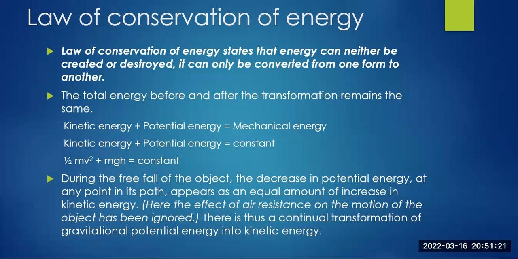Now, we all know that during the free fall, objects are continuously under the influence of acceleration due to gravity. So during the free fall of the object, the decrease in potential energy at any point in its path appears as an equal amount of increase in kinetic energy. Please note here the effect of air resistance on the motion of the object has been ignored. There is thus a continual transformation of gravitational potential energy into kinetic energy.